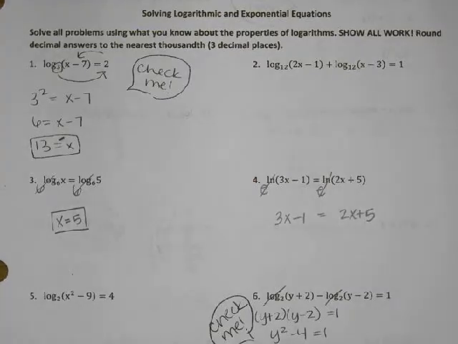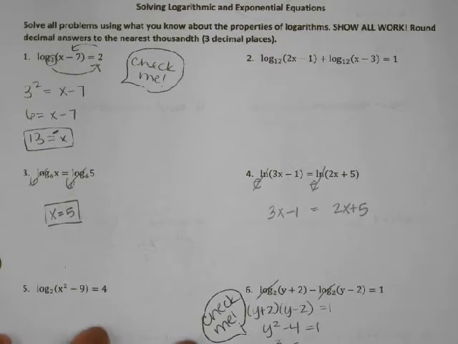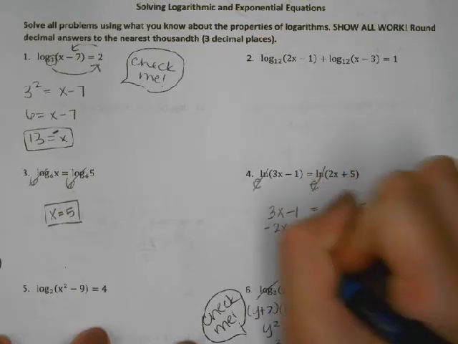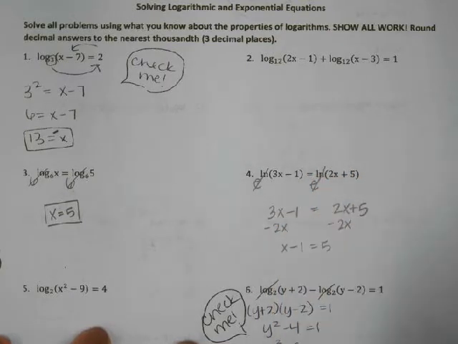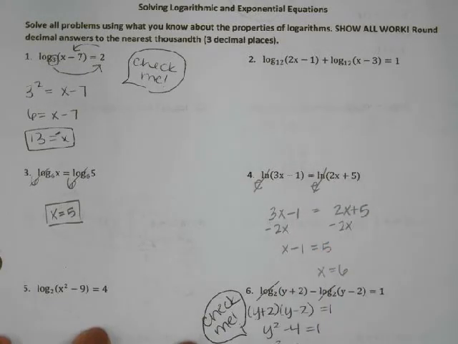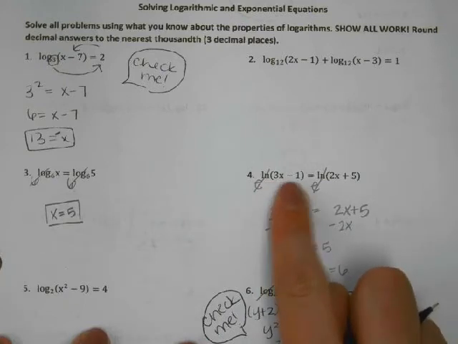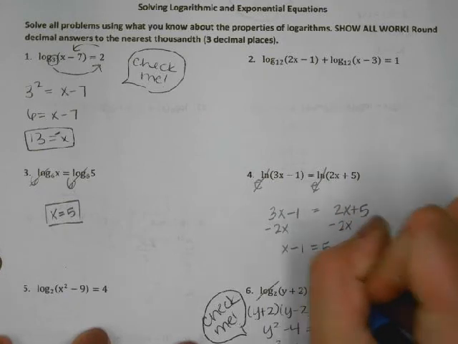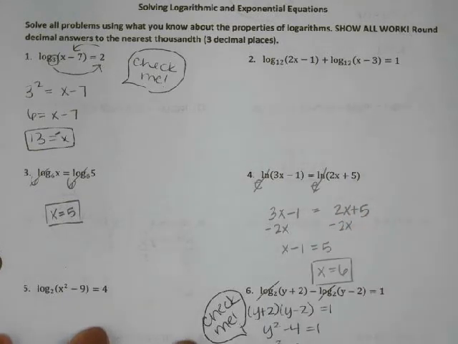So we're taking this away from being a math 3 equation. It was when it was logs, but now it's a math 1 equation. So now we're just getting the variable to one side, the numbers to the other side. I can go ahead and subtract 2x, and I get x minus 1 equals 5, and I can add that 1 over, and I get x equals 6. So 3 times 6 take away 1, that's going to be positive. 2 times 6 plus 5, that's going to be positive. So that one is good.